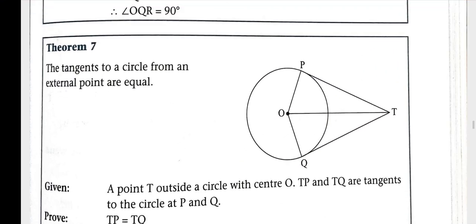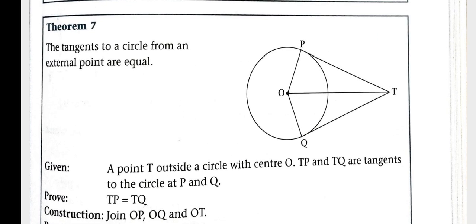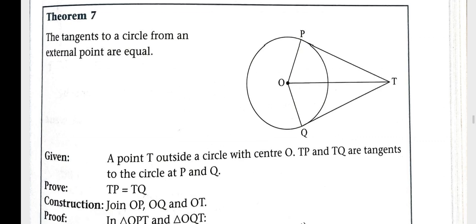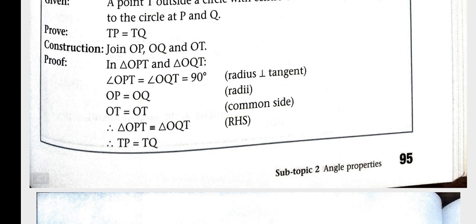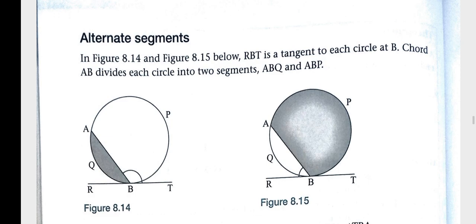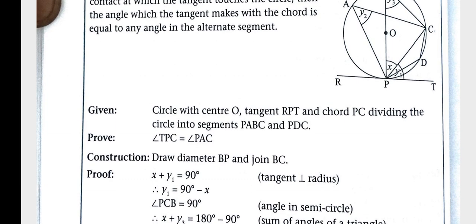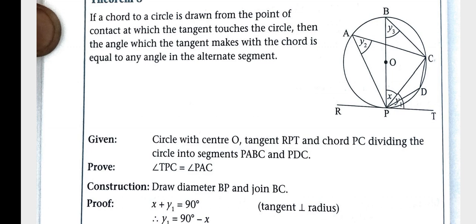So that's what they are trying to tell us, that tangents to a circle from an external point are equal. So whenever you've got two tangents from the point of a circle, they are equal. Okay.